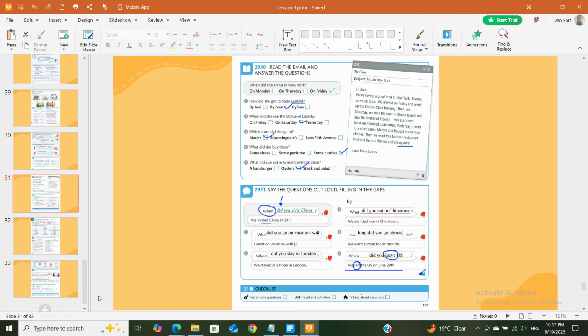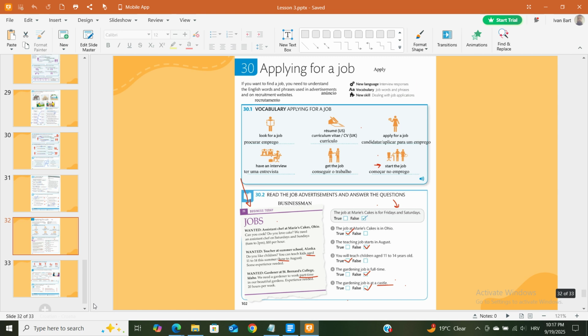29 Checklist. Past simple questions. Travel and activities. Talking about vacations. 30 Applying for a job. If you want to find a job, you need to understand the English words and phrases used in advertisements and on recruitment websites.